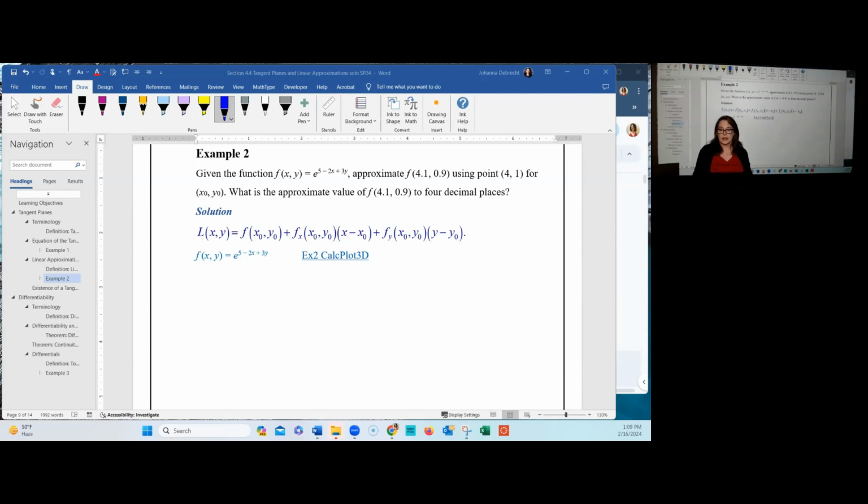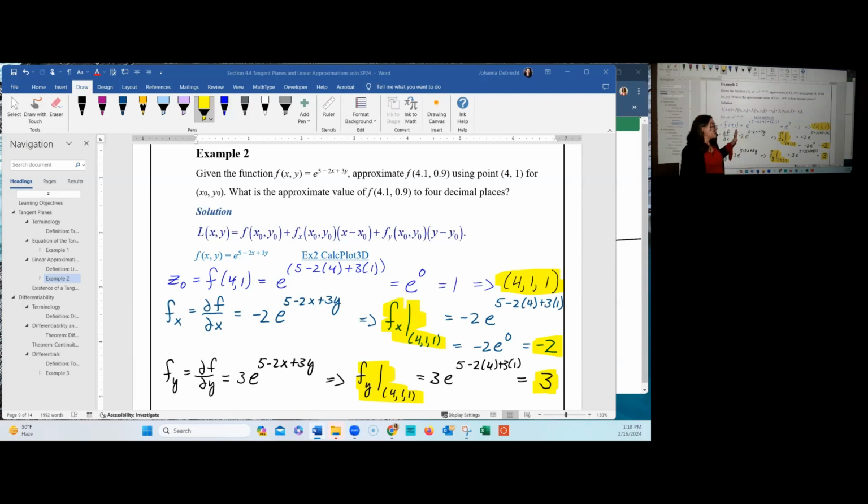After we've done that, we'll have the equation of the tangent plane, and we can then substitute the values 4.1 and 0.9 into the tangent plane to approximate what the value is there on the function at the point by using the tangent plane approximation instead. Go ahead and pause the video to work this out, then turn the video back on so we can compare our results.